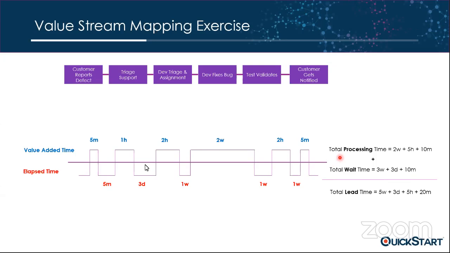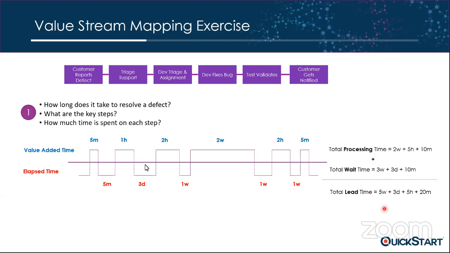So this will be the processing time, right? And at the bottom, we'll have the time in between, for instance, from when the customer reports a defect until the triage support decides. We have a short time here, probably 5 minutes, then 3 days between triage support moving all the information to development, and that will be the wait time. And the lead time is the addition of both times.